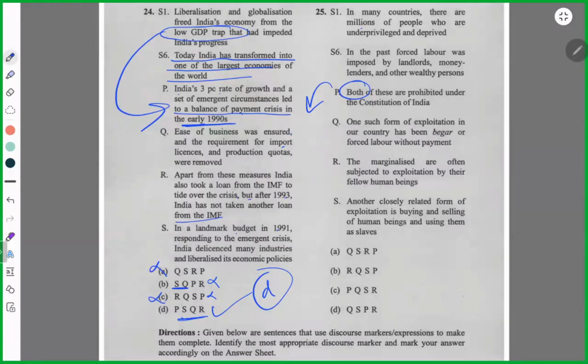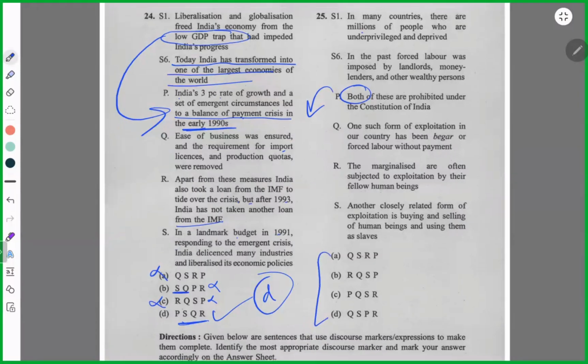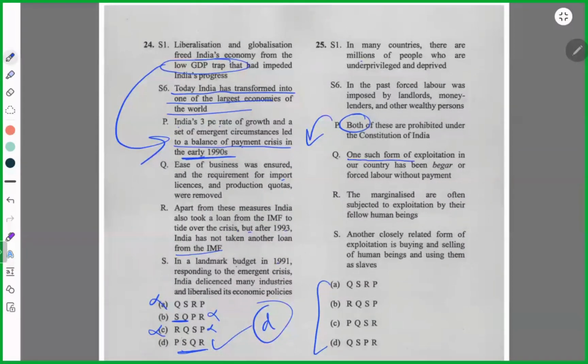Now, on options, any double? Yes, any double. Q is there. Let's start with Q. One such form of exploitation in our country has been begar or forced labor without payment. One such exploitation. Wait a minute. If this is the first one, in many countries there are millions of people who are underprivileged and deprived.